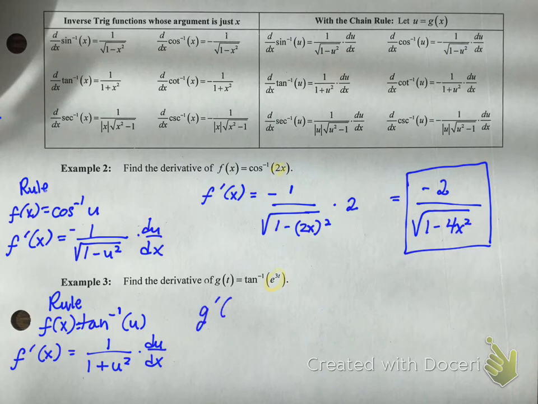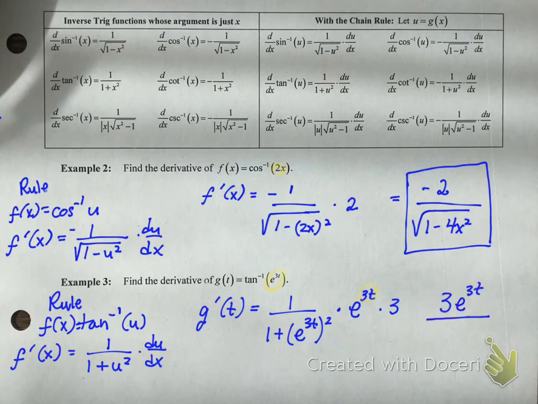Okay, so let's go ahead and plug and chug this. The derivative of g at t equals 1 over 1 plus e to the 3t squared. And then I'm going to take the derivative of e to the 3t. The derivative of this would be e to the 3t. I have to use the chain rule on this, so it's multiplied by 3. Alright, so let's clean this up. So we get 3e to the 3t over 1 plus e to the 6t.